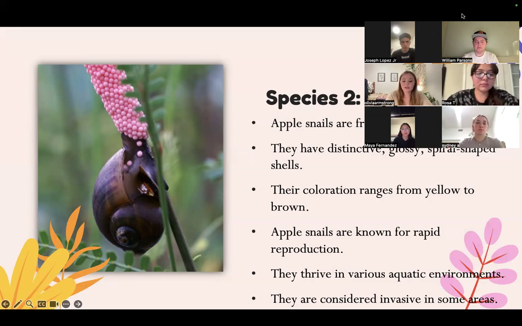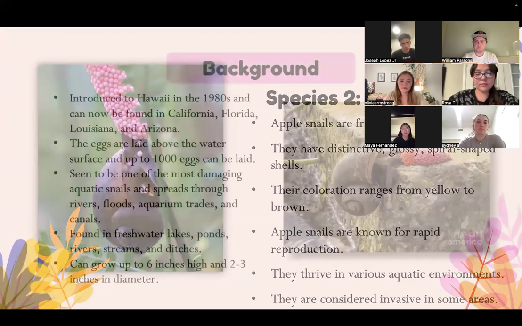Unfortunately, this adaptability and prolific nature have made them invasive in some areas where they outcompete native species and disrupt local ecosystems. Their presence in such regions poses significant challenges to biodiversity and water management efforts.